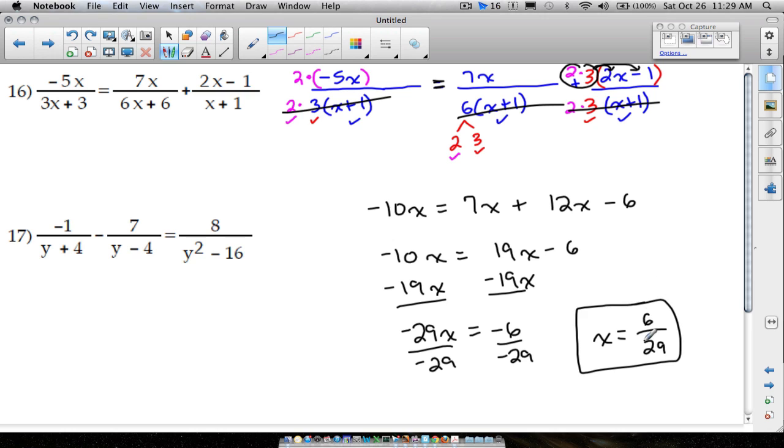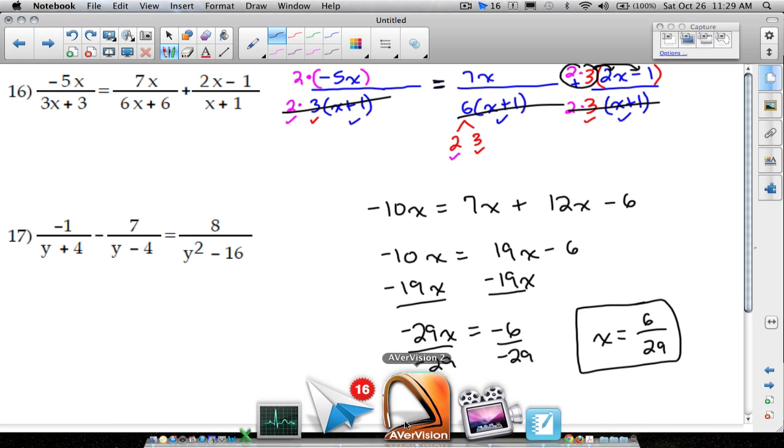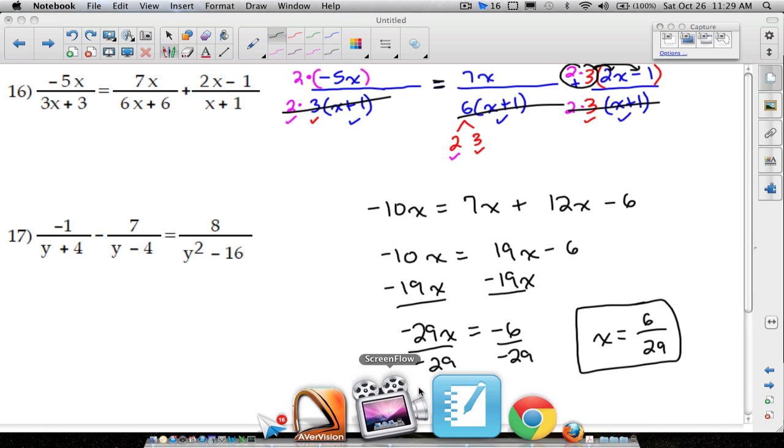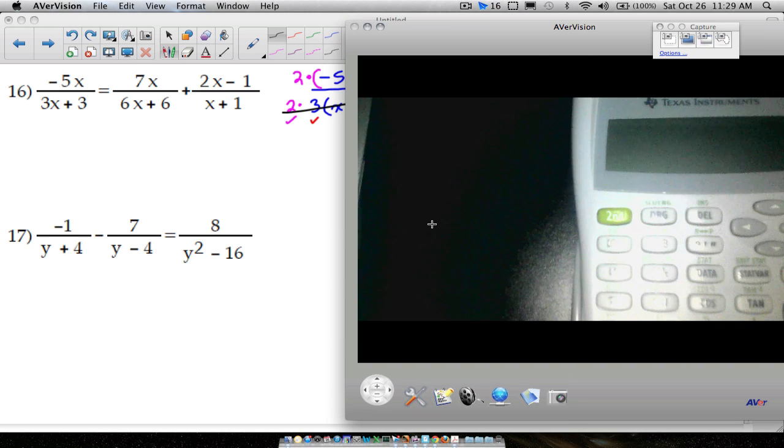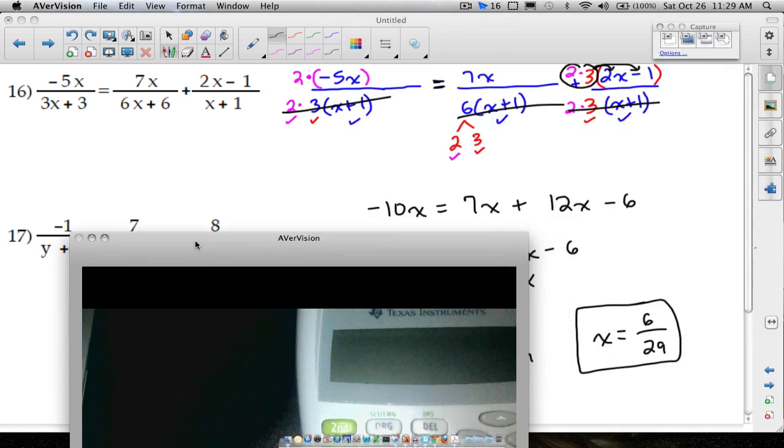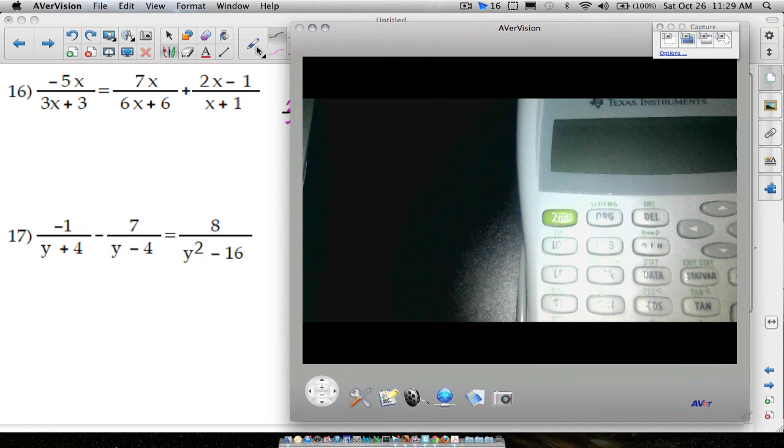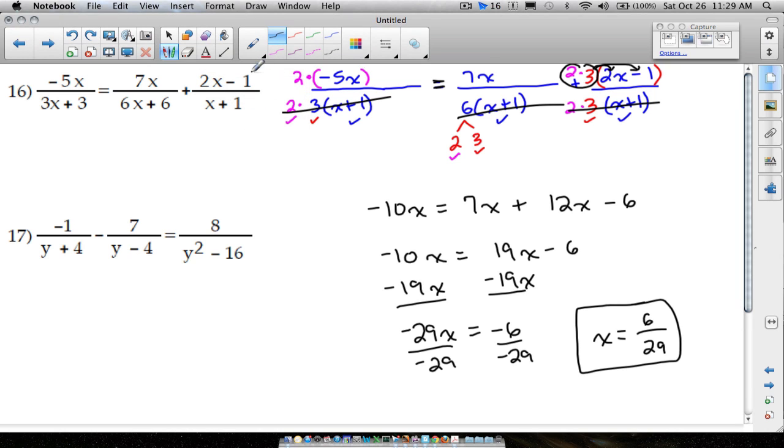All right, that one right there, it might have you a little freaked out because of the fact that that answer does not look nice. Well, let's see if it works. And then we'll come back and work out 17. I'm definitely going to use the calculator here because I want to work this out pretty quick. So what did we say our answer was? 6 over 29. Let me squeeze that in right here.